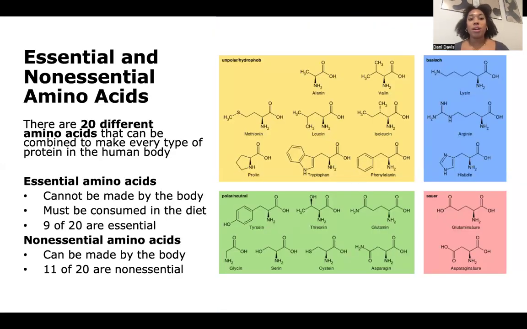So essential and non-essential amino acids. There are 20 different amino acids that can be combined to make every type of protein in the human body. Essential amino acids cannot be made by the body and must be consumed in the diet. Out of those 20, 9 are considered essential. Non-essential amino acids can be made by the body. So our bodies can produce non-essential amino acids, and 11 of these 20 are non-essential.